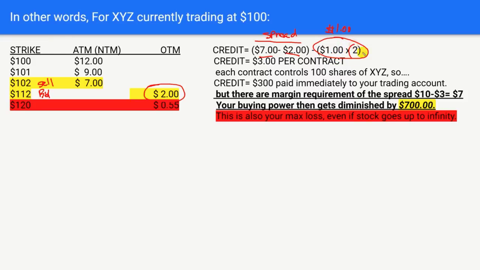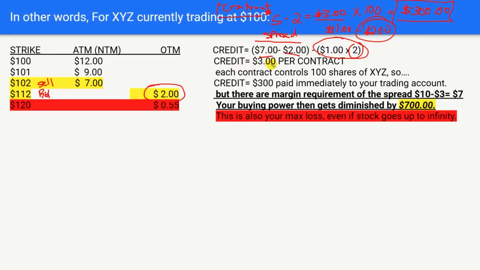Okay, there's two legs here. So your contract commission is $2. So your spread is $7 minus 2 for a net spread credit of $5, minus your $2. So $3 in premium gets deposited into your account, but each contract controls 100 shares, so it becomes $300 for each one contract that you participate in on this selling of the call vertical spread.